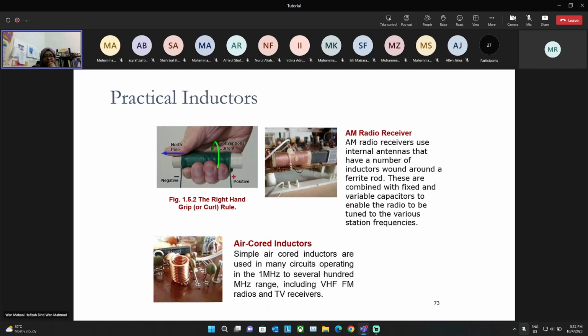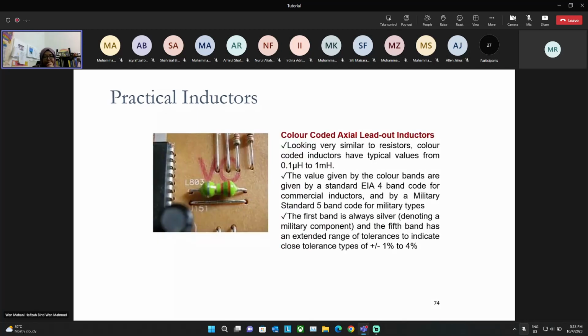Okay, untuk inductor pula. Inductor, this is some of the application lah for the inductor. You can use it for radio receiver contohnya. Ataupun this is the air core inductor used in many circuits operating. Okay, dekat dalam TV kan, TV receivers. Jumpalah benda ni kalau you buka you punya TV tu.